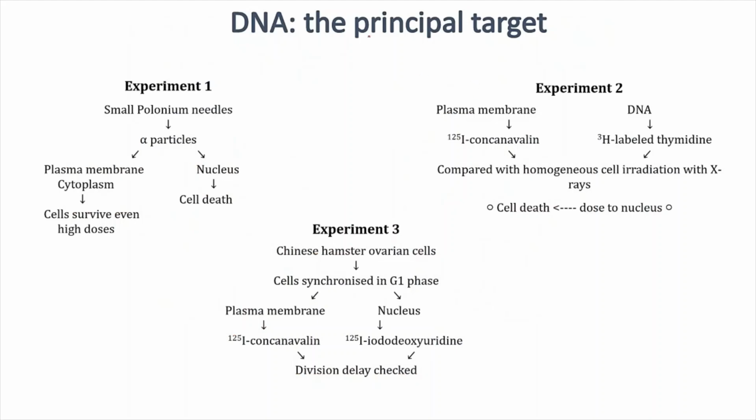Moving forward to DNA being the principal target, here are the three experiments which provided evidence for DNA being principally the target for cell killing. It's because ionizing irradiation will be depositing its energy randomly on all the cellular organelles.